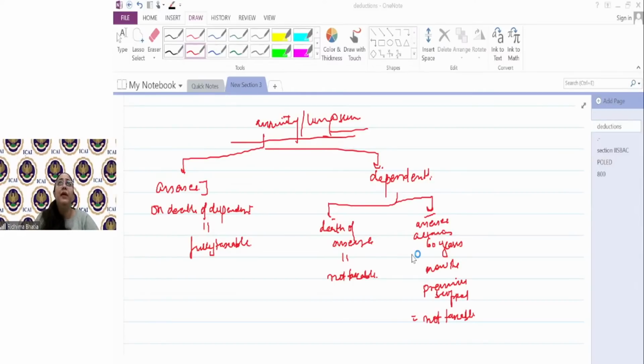ऐसा ना हो कि assessee is paying the premiums. He is 75 and still he is paying the premium and dependent disabled is getting the money. तब definitely it will be taxable. और generally ऐसा होगा नहीं because all these policies and laws are taken care of as per the tax laws.